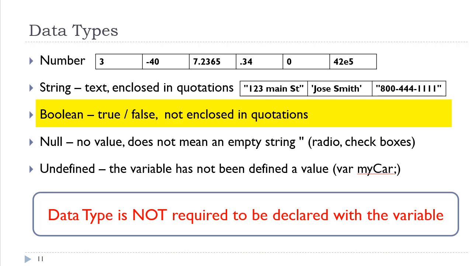Boolean data is either true or false, so the value of the variable would either be true or false. Those words are not enclosed in quotations. We will be using Boolean values later in this class.